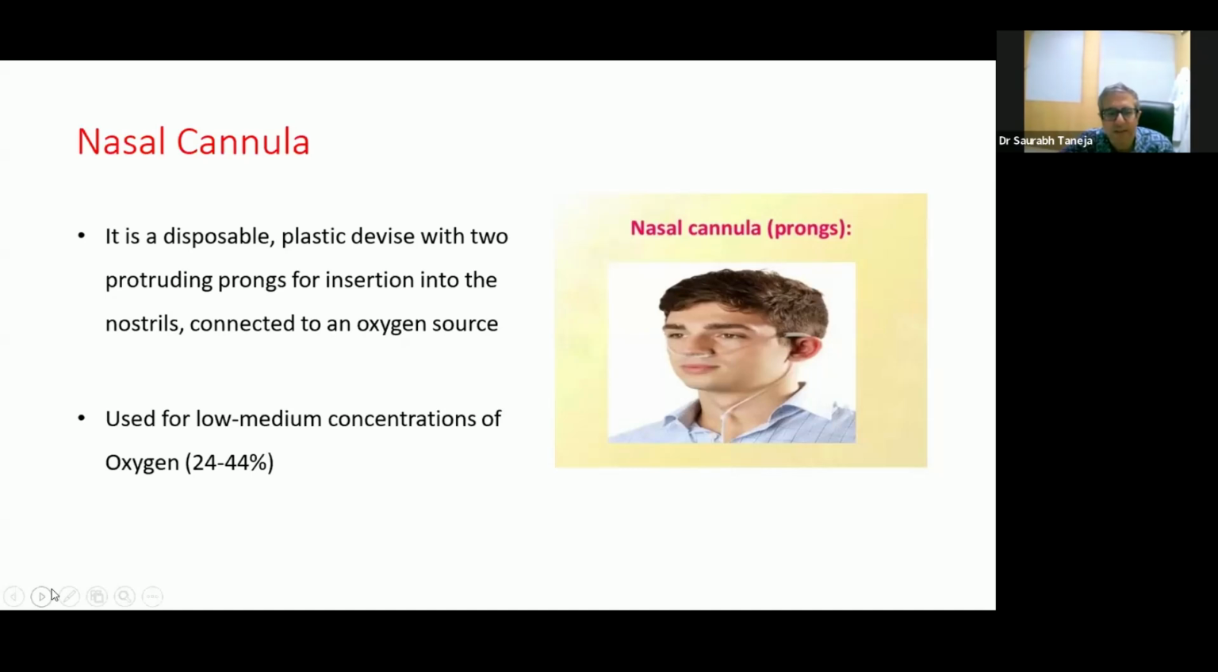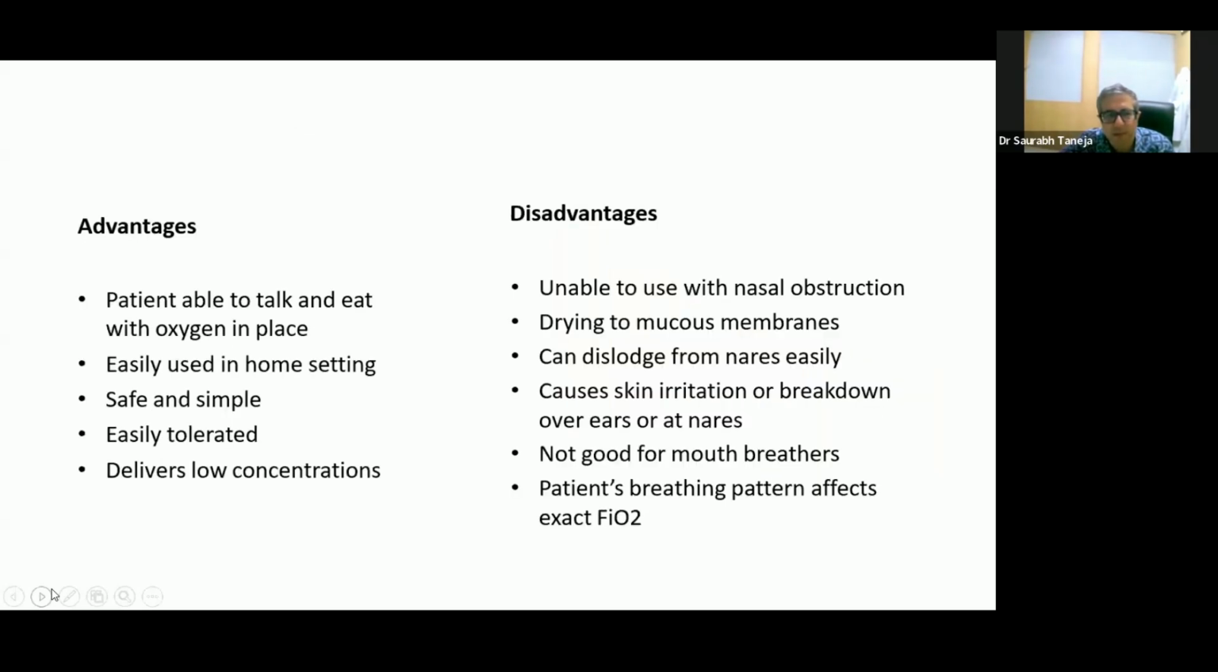Next slide please. We should know the advantages and the disadvantages. The disadvantages are nasal obstruction or dryness of mucous membranes when we give it at a high flow rate, more than 6 liters per minute. It can cause skin irritation. So we should not go above 6 liters per minute in nasal cannula. It is uncomfortable to the patient. There is dryness of mucous membranes, and there can be breakdown of the mucous membranes.